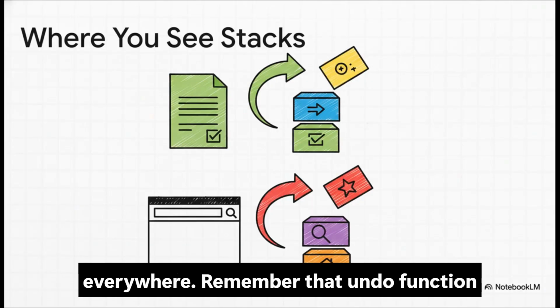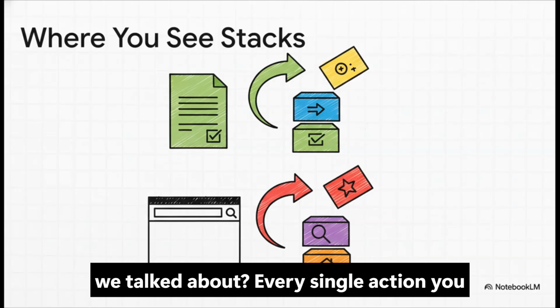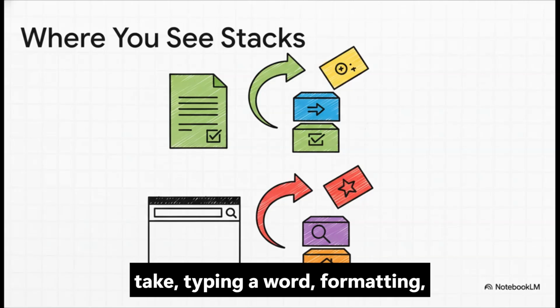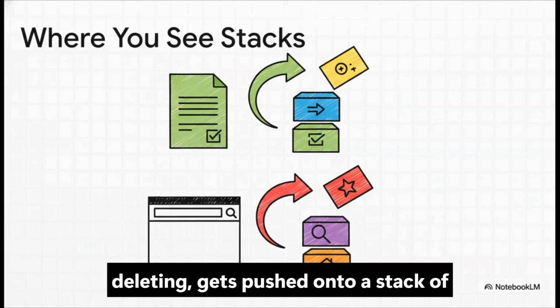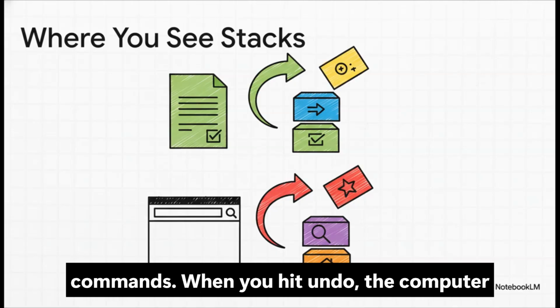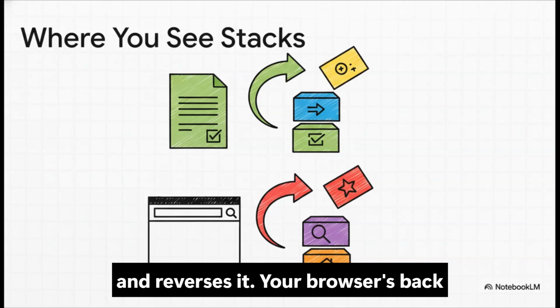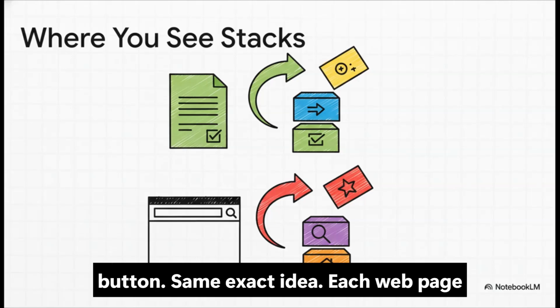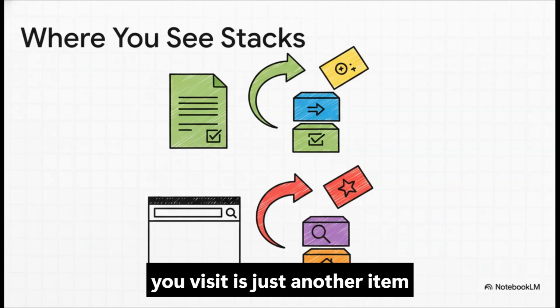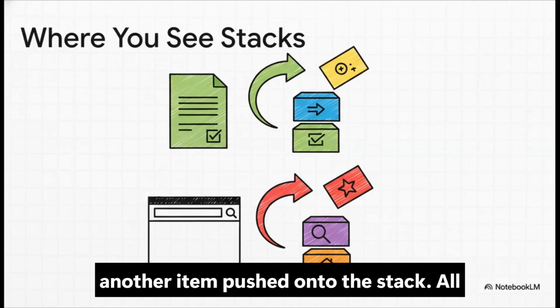So where do you actually see this in action? Oh, everywhere. Remember that undo function we talked about? Every single action you take, typing a word, formatting, deleting, gets pushed onto a stack of commands. When you hit undo, the computer just pops the last command off the stack and reverses it. Your browser's back button? Same exact idea. Each web page you visit is just another item pushed onto the stack.